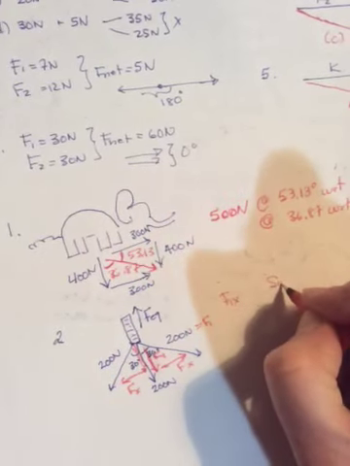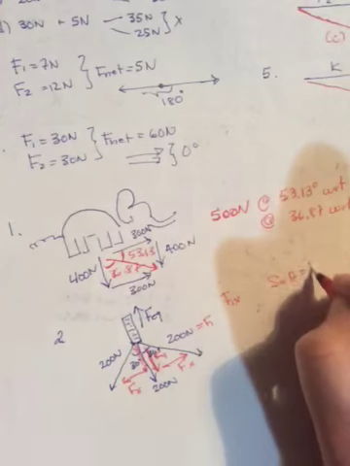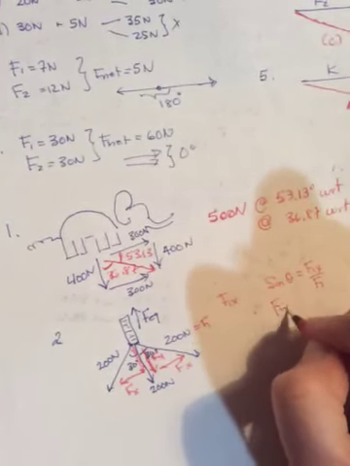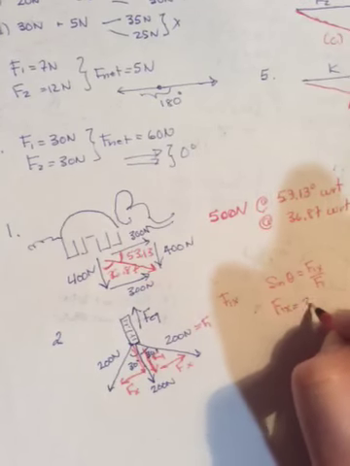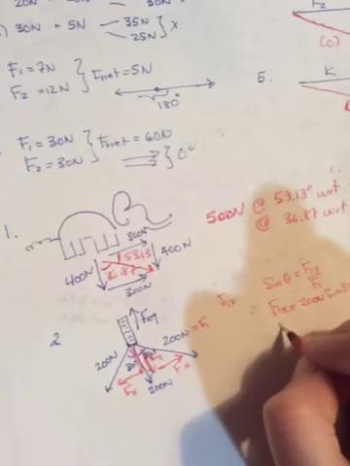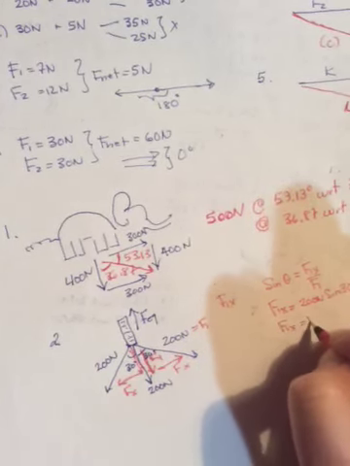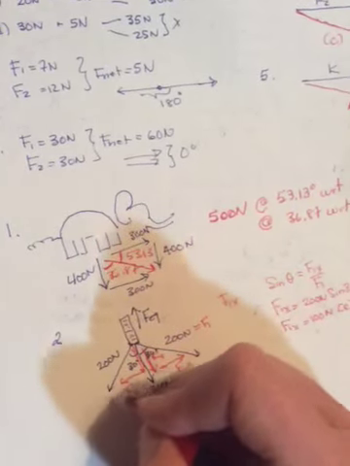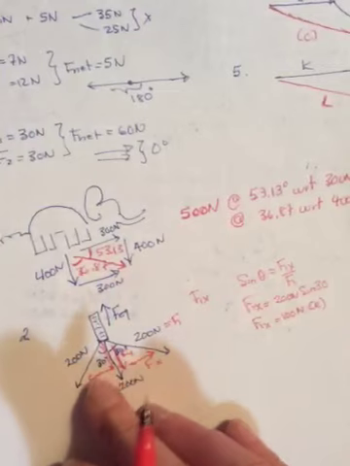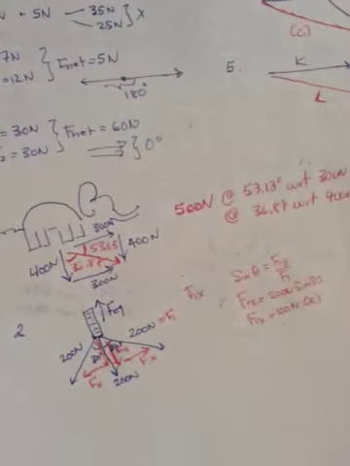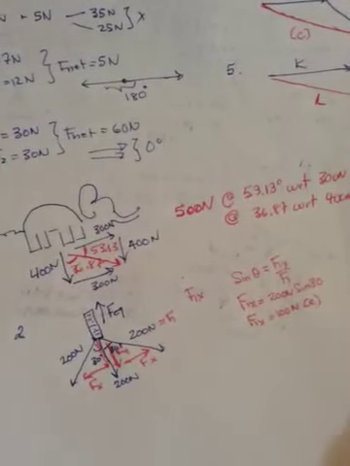If we called this one number 1, if we found F1x, we would use sine, and it would be sine theta is equal to F1x over F1. So F1x is going to equal F1, which is 200 newtons, sine of 30. And so that's just going to be 100 newtons, in this case going to the right. If we did F2x, it would be 100 newtons, but going to the left, exactly the same math. So we can ignore the x's because they're not going to affect the scale. It's the y's that are.